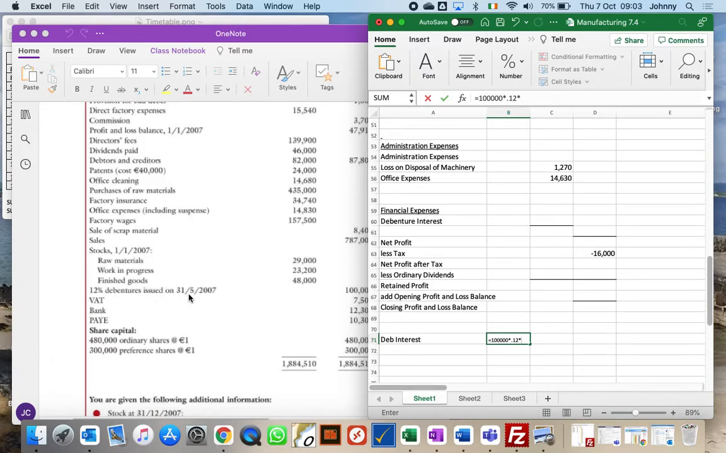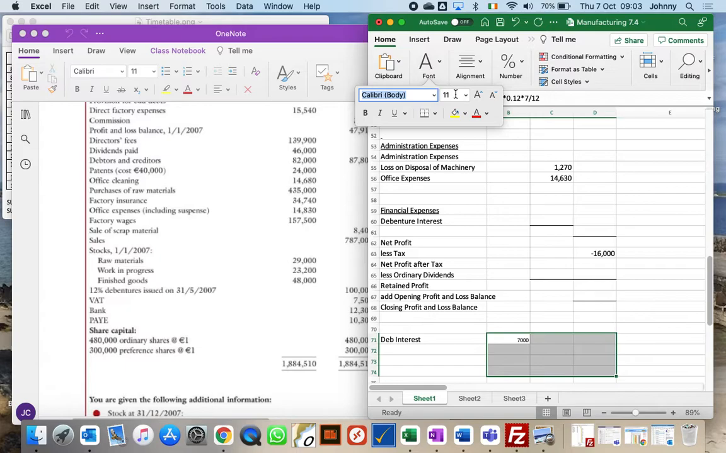So we got it on the 31st of the 5th. So that means we would have had it for all of the 6th, 7th, 8th, 9th, 10th, 11th, 12th. So 7 months, times 7 twelfths. So 7 grand. I'll just increase the size of that. Okay.